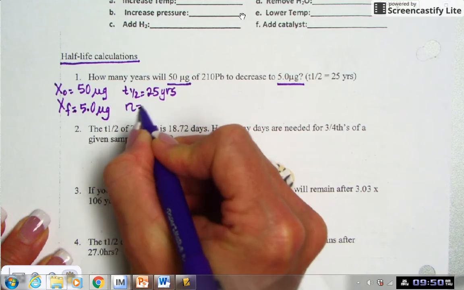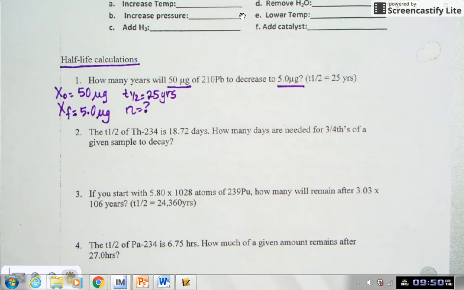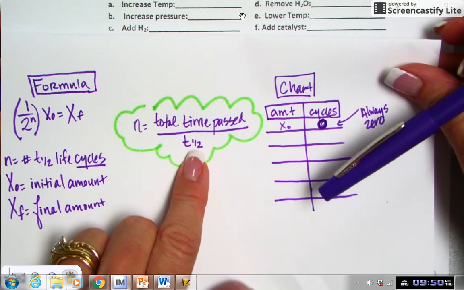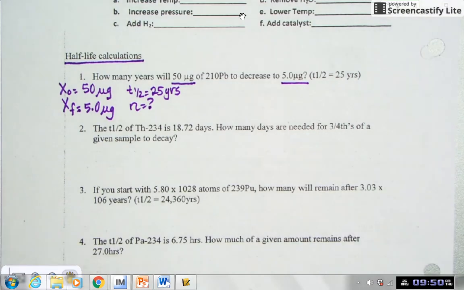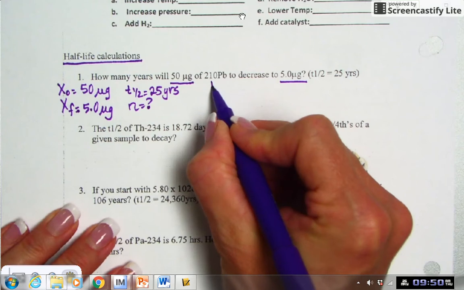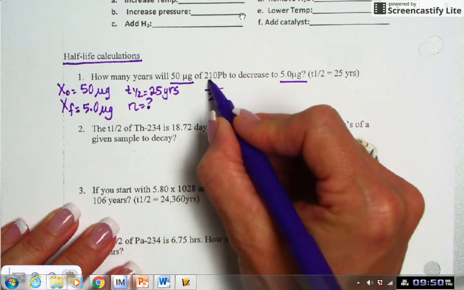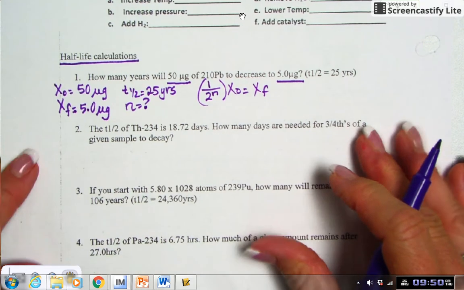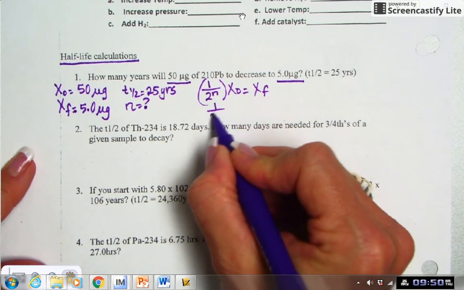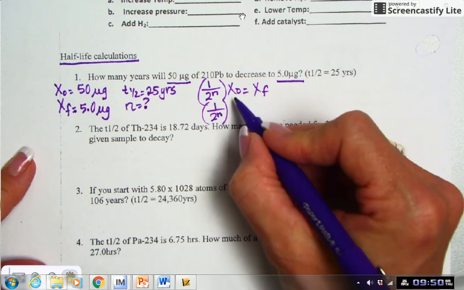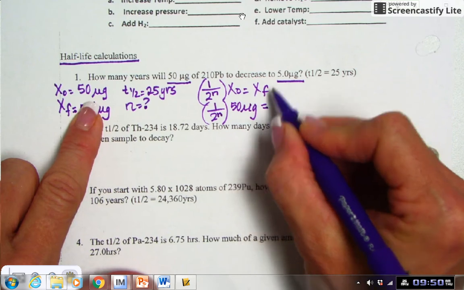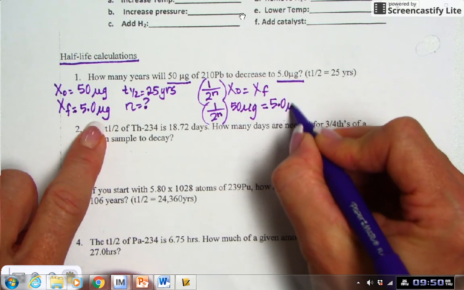So we're going to have to solve for the cycles first, and then we will use this formula to help us get to the half-life and the total time passed. So the formula is 1 over 2 to the nth power times x initial equals x final. So we're going to solve for n. So 1 over 2 to the nth power, x initial is 50 micrograms, x final is 5 micrograms.